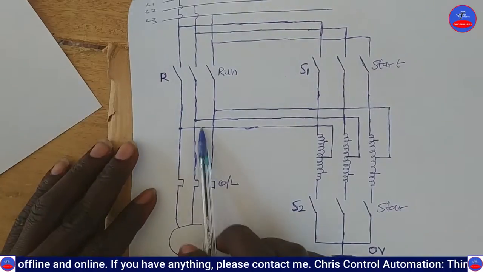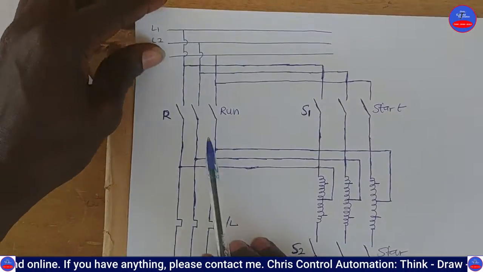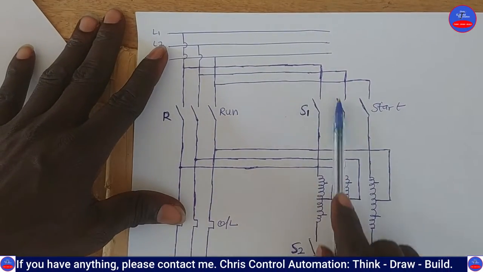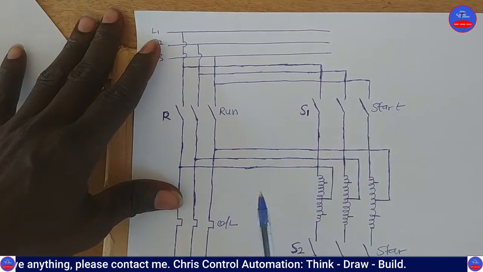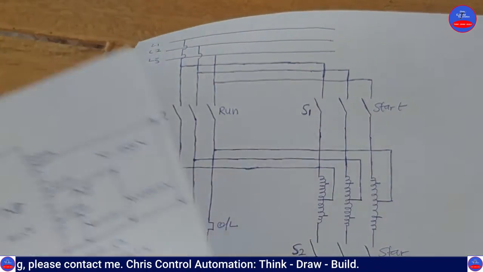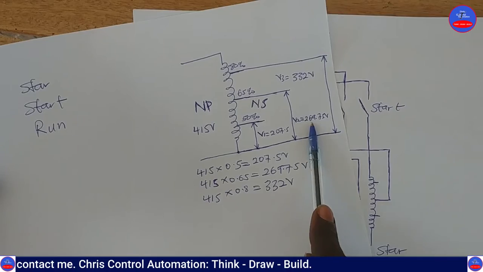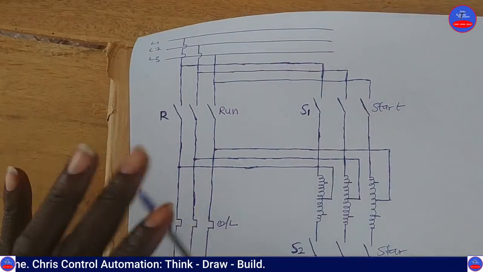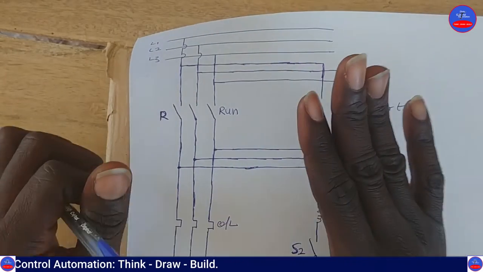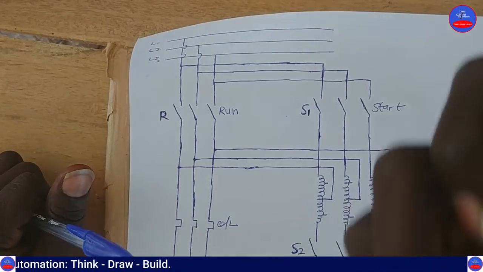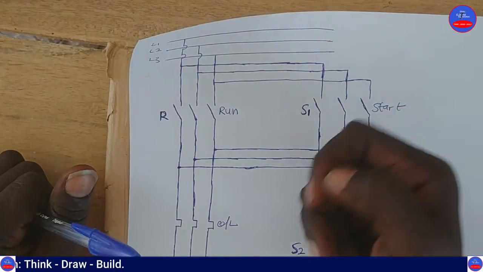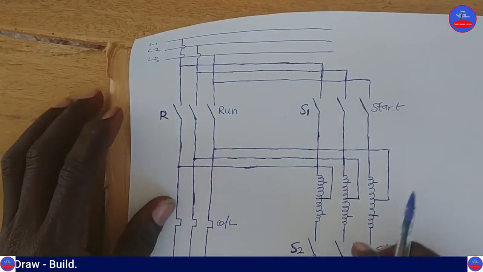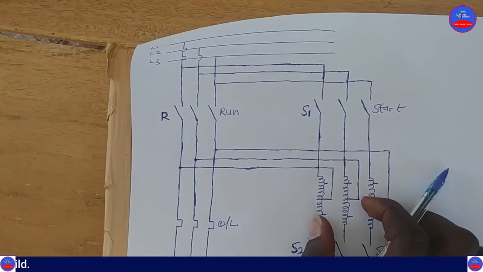Applied to the motor. So in this case, the motor is not going to receive the full 415 volts, but rather it is going to receive 269.75 volts. So in that case, the motor is going to run on low speed. It is going to run at a reduced voltage, based on the tappings.